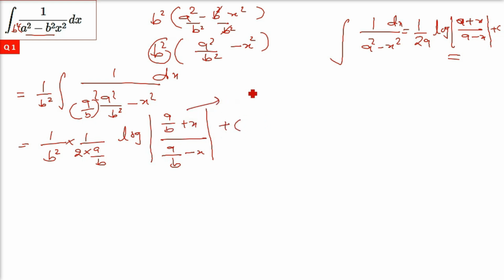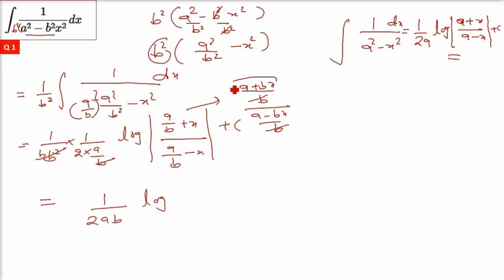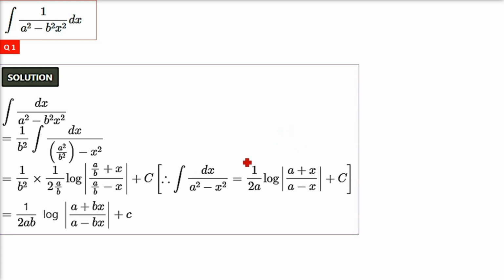Now let's simplify this numerator and denominator. A plus bx by b. This will be a minus bx by b. b gets cancelled. So this will be eventually a plus bx divided by a minus bx. So just cancel this b also. 1 by b square divided by b, 1 by b. So 1 by 2ab it will be. So 1 by 2ab log of. Now what do we have here? A plus bx and a minus bx. So let's write it this way. A plus bx divided by a minus bx plus constant of integration. That's your final result.